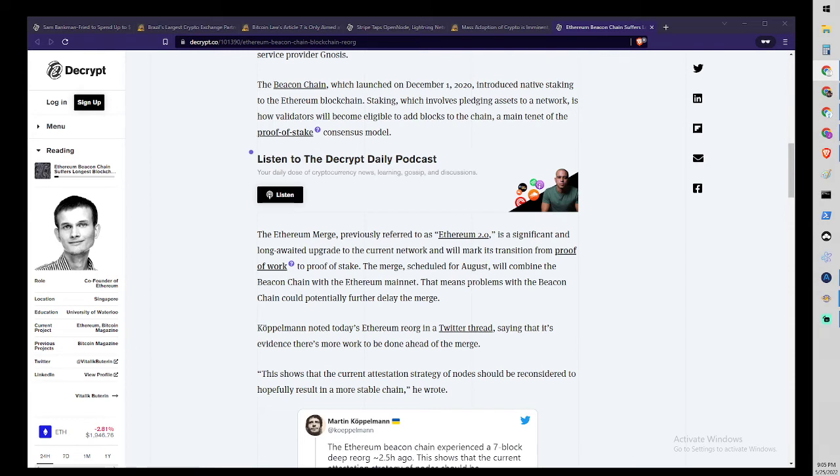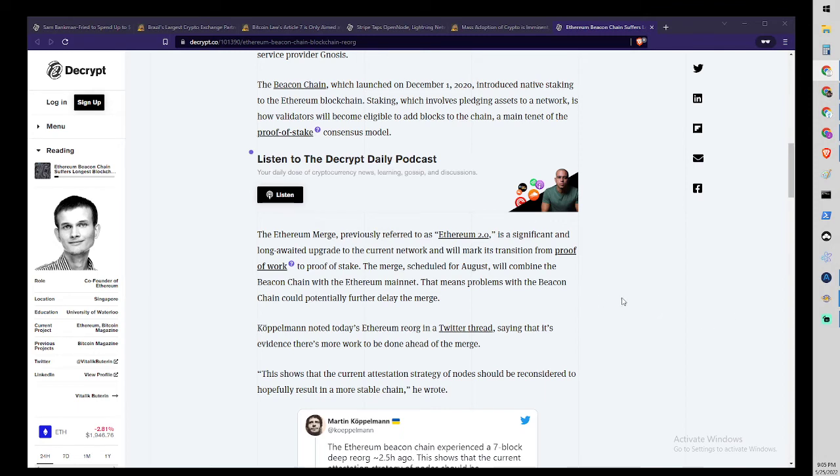The Ethereum Merge, previously referred to as Ethereum 2.0, is a significant and long awaited upgrade to the current network and will mark its transition from proof of work to proof of stake. The merge, scheduled for August, will combine the beacon chain with the Ethereum mainnet. That means problems with the beacon chain could potentially further delay the merge.